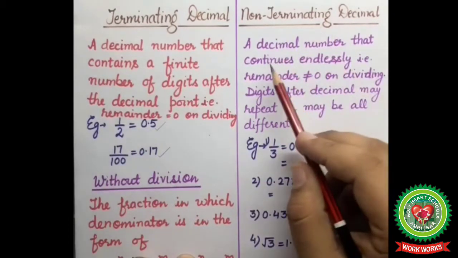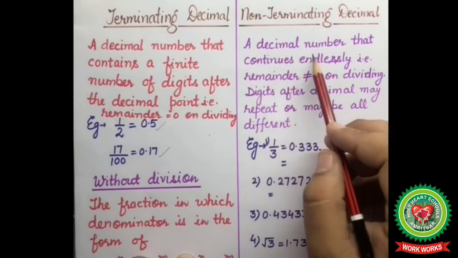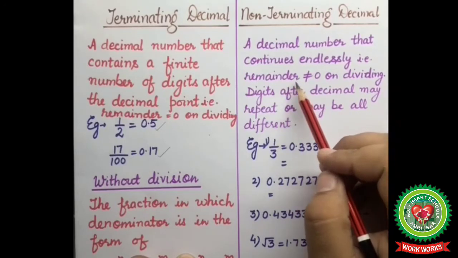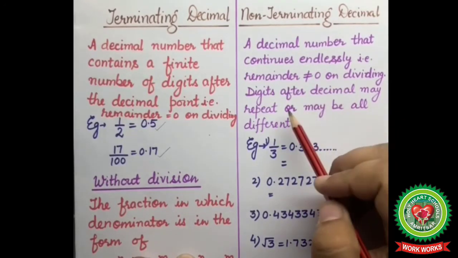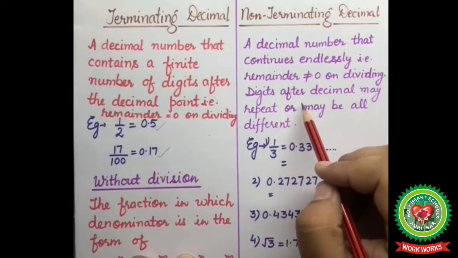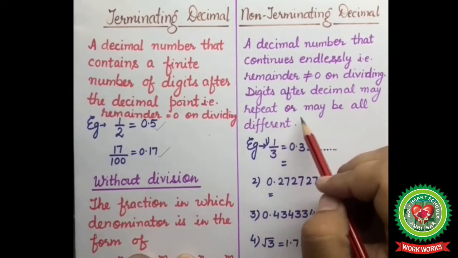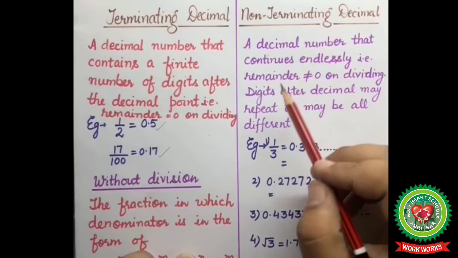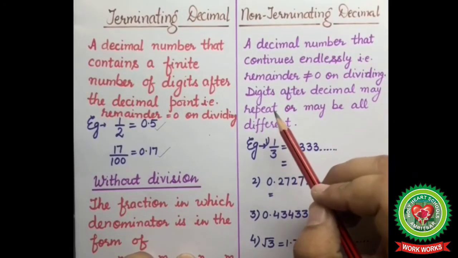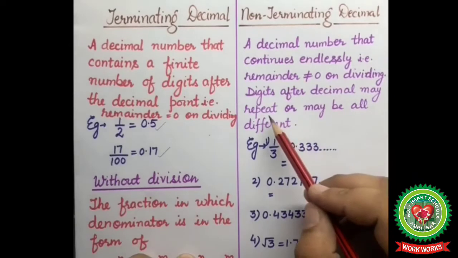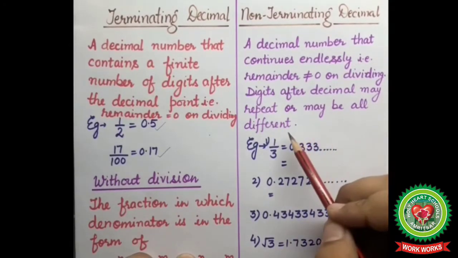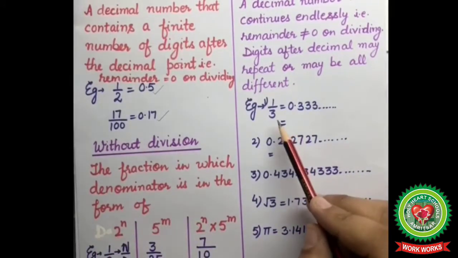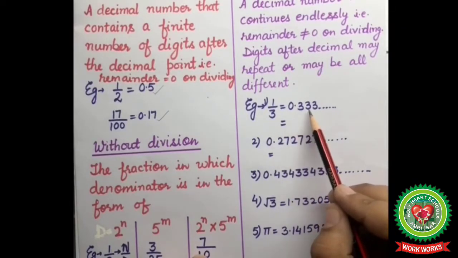A non-terminating decimal is a decimal number that continues endlessly. That is, we don't get the remainder as 0 on dividing. So digits after the decimal may repeat or may be all different. Students, this is what you need to remember: in case of non-terminating decimals, the digits after the decimal can be either the same or all different. For example, if we divide 1 by 3, we get the answer as 0.333, and so on.